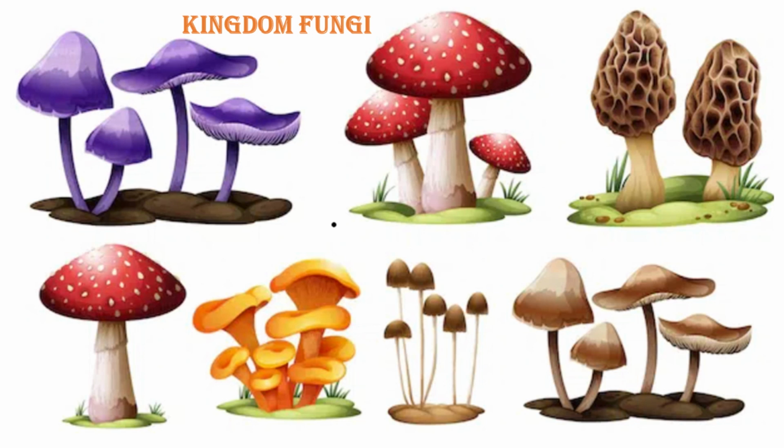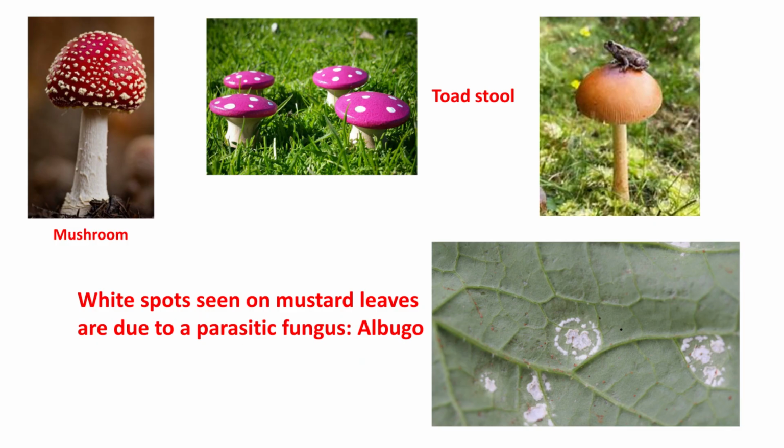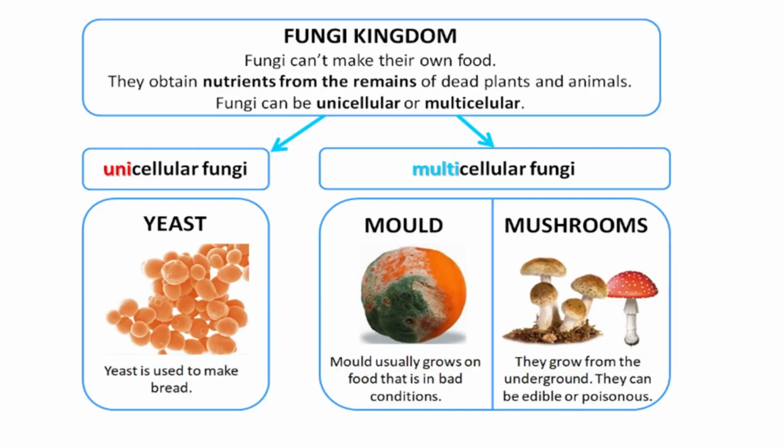Fungi is the unique kingdom of heterotrophic organisms. They show a great diversity in morphology and habitat. The common mushroom we eat and toadstools are also fungi. White spots seen on mustard leaves are due to a parasitic fungus. Some unicellular fungi, like yeast, are used to make bread and beer.